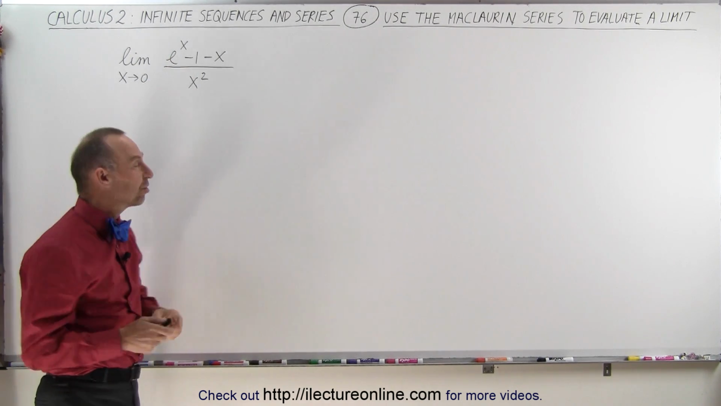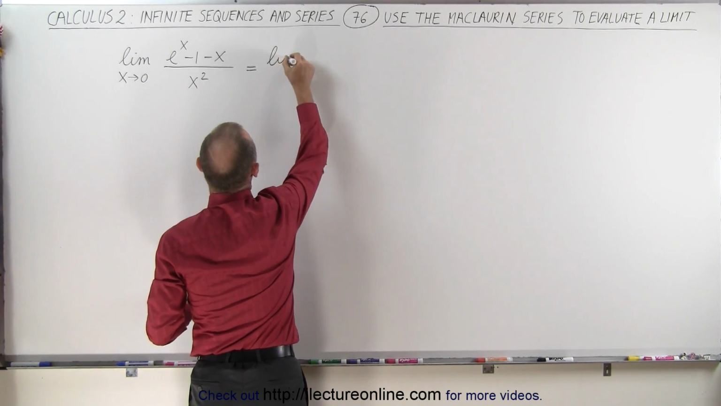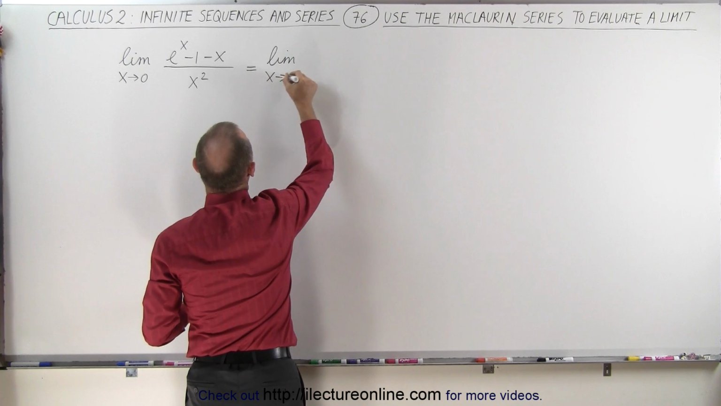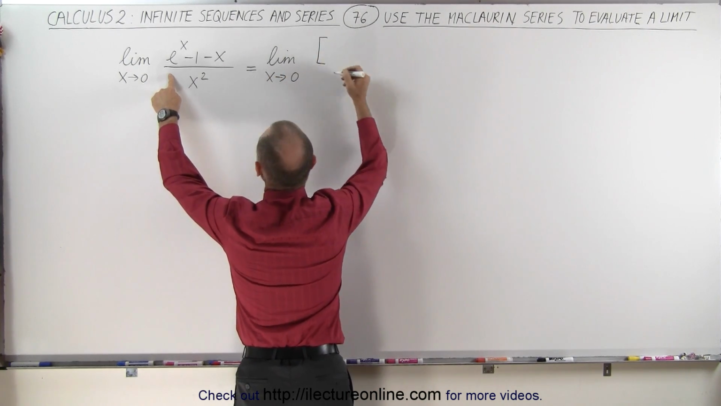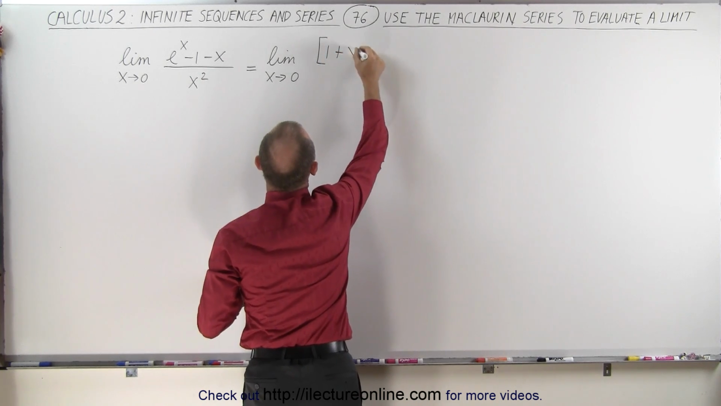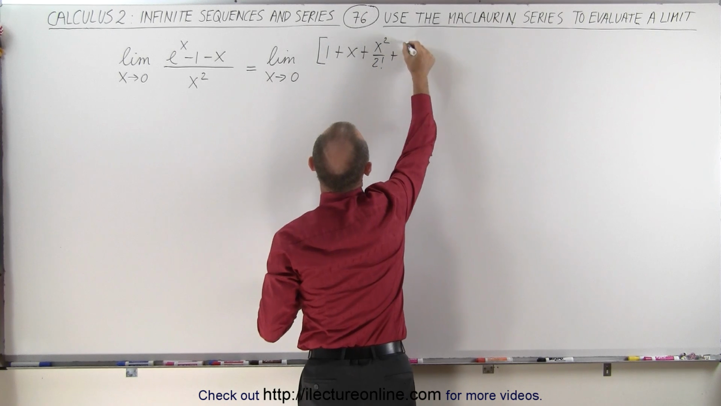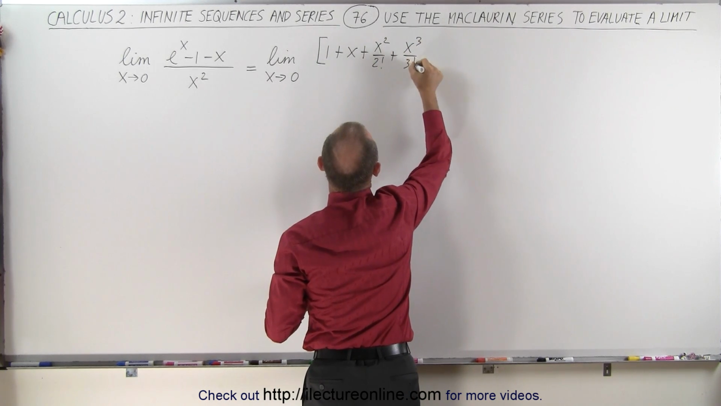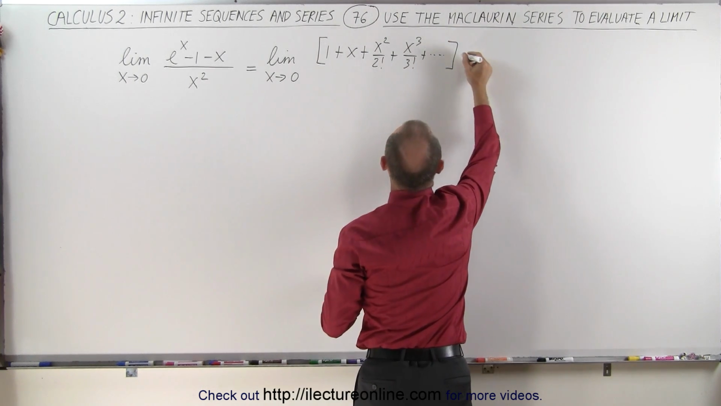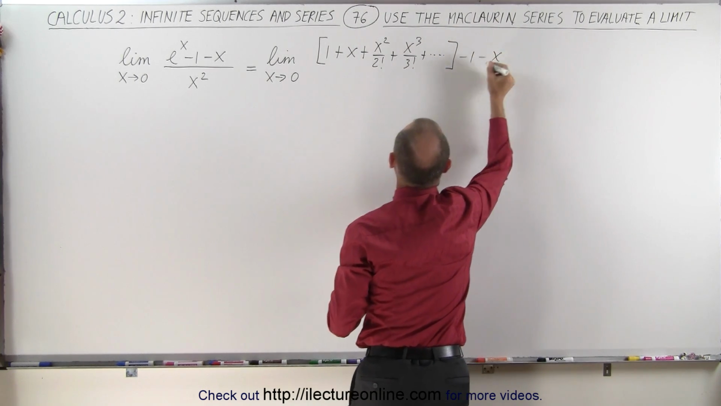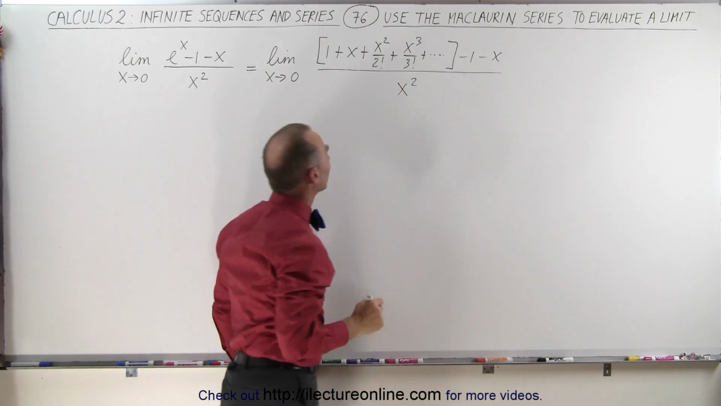But if we recognize that we have an e to the x in there, and we remember the Maclaurin series for e to the x, this can now be written as the limit as x approaches 0. And instead of e to the x, we're going to write the infinite sum of that. That would be 1 plus x squared over 2 factorial plus x cubed over 3 factorial and so forth. We subtract from that 1, subtract from that x, and then we divide the whole thing by x squared.